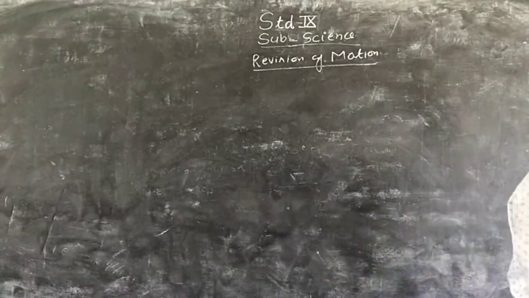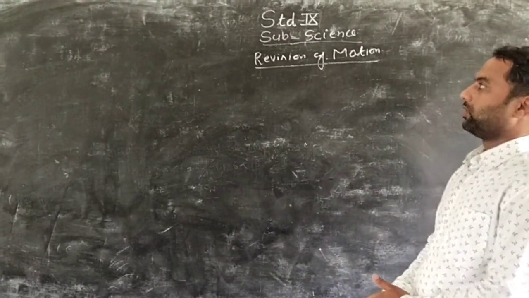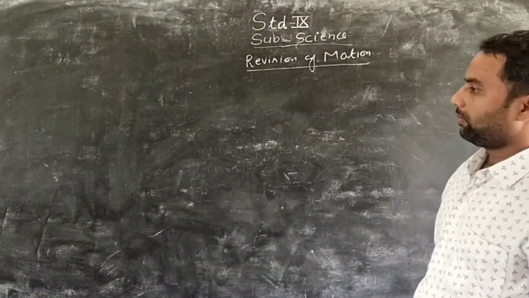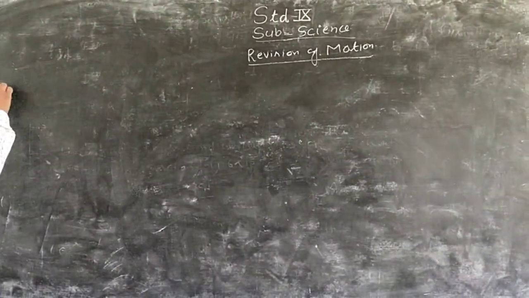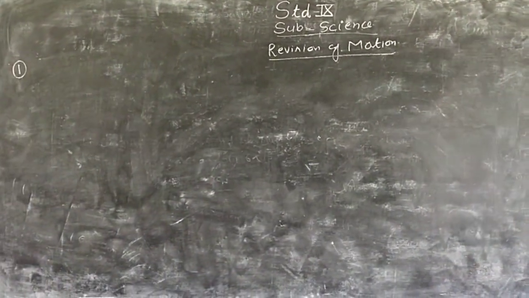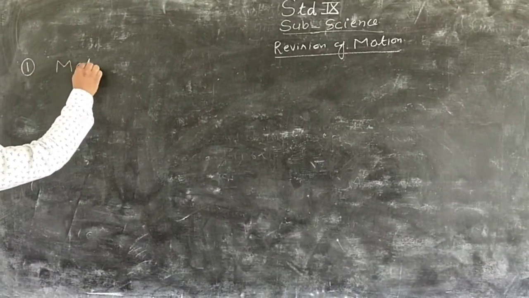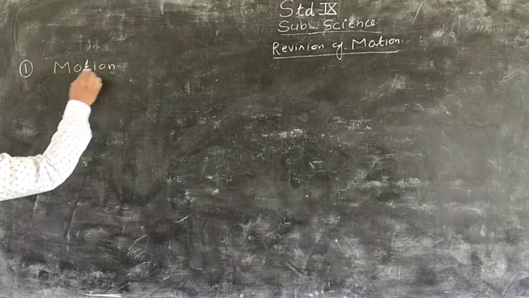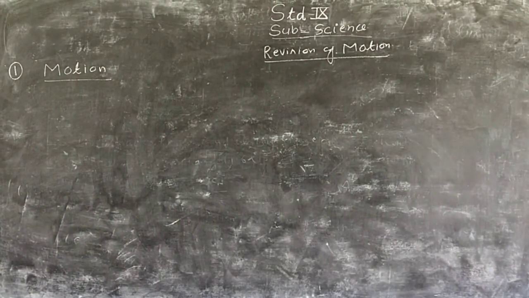We have to discuss the first chapter, so we have to revise the first chapter here. Because we have to discuss the 3 chapters, now we have to revise the first chapter. The first chapter is motion. First we have to define the 2 terms. What is motion, and what is rest?